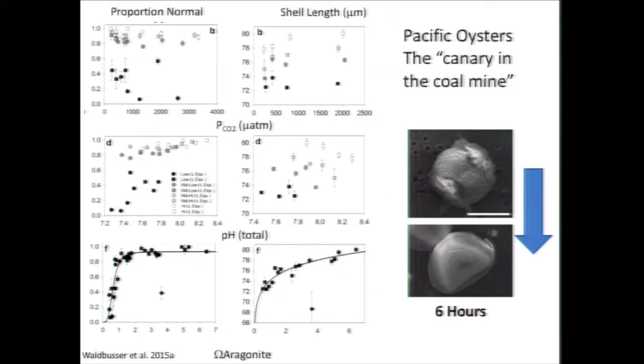So here's what the data looks like. Just to remind you again, this is during this rapid period of development, so it's the first 48 hours. And what you'll see is that the darker values are lower saturation states. And so I plotted it versus pCO2, pH, and saturation state. And you'll see that we get good development, so the proportion normal, down to very low pHs as long as the saturation state is high.